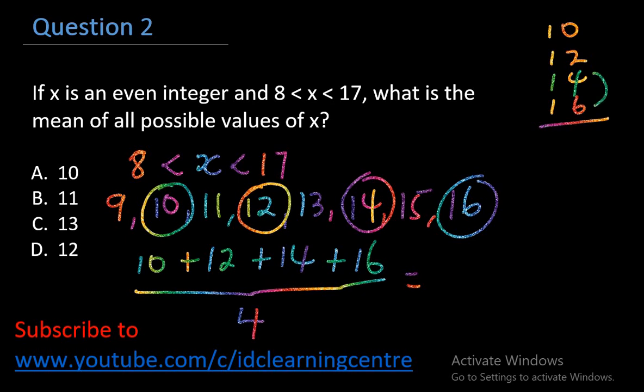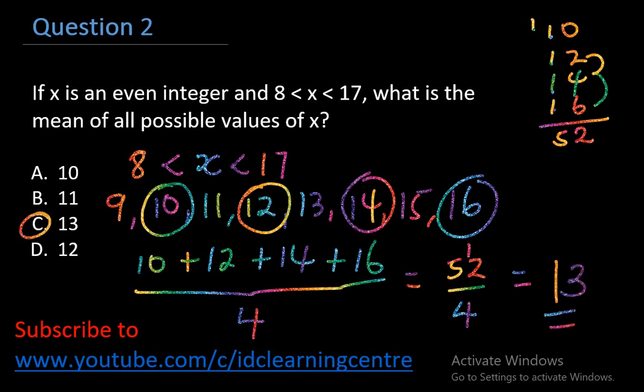So 10, 12, 14, 16. 6 plus 4 is 10, plus 2 is 12. You put 2, move on here. 1, 2, 3, 4, 5, that's 52. Divide 52 by 4 to get the mean. 5 divided by 4 is 1, remainder 1. 12 divided by 4 is 3, that's 13. The mean is 13.